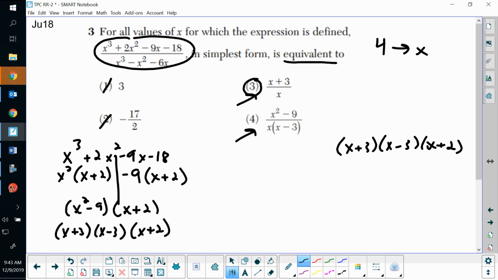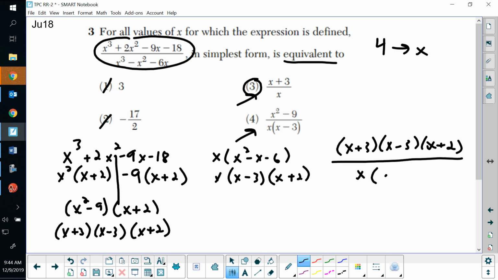Now the denominator, we can take an x out, leaving us with x squared minus x minus 6. And then we want to think, multiplies to -6 and adds to -1. So the two things that would do that would be a minus 3 and a plus 2. So that would become our denominator.